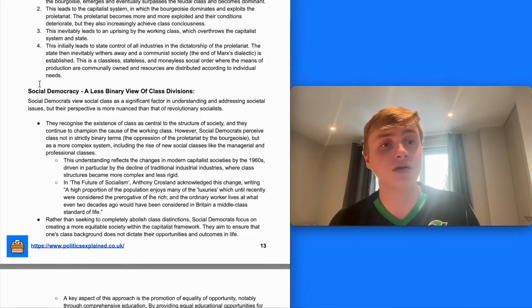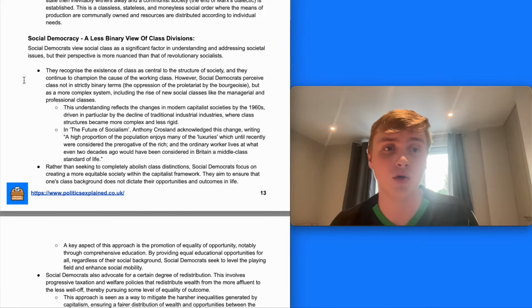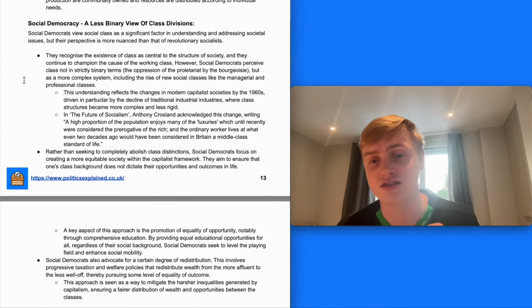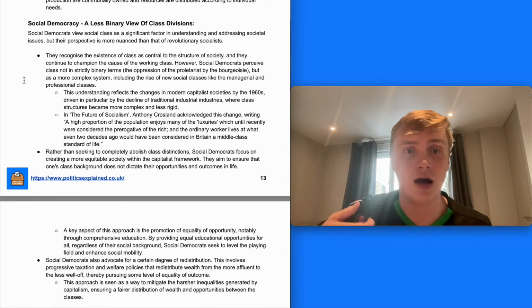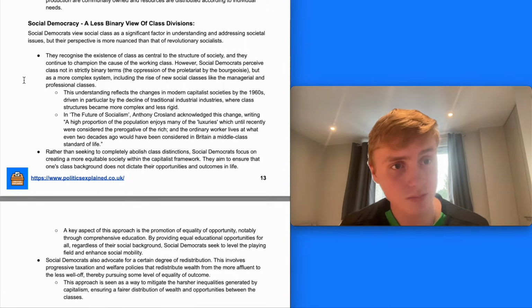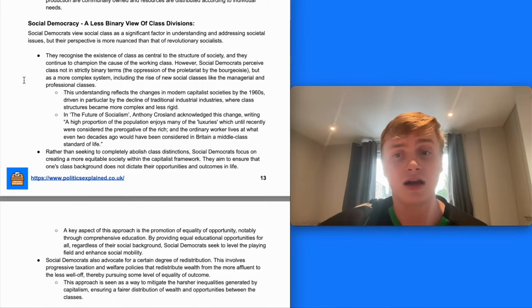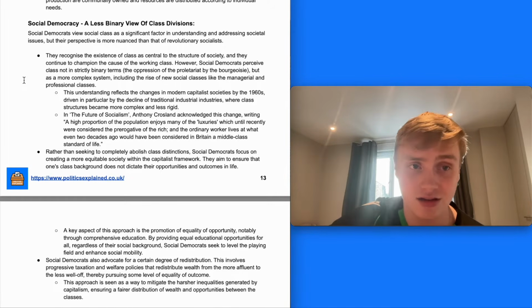So, going on now to the social democratic view of class, ultimately they have a less binary view of class division. So, unlike revolutionary socialists, they don't see societies defined in binary terms, with the proletariat being oppressed completely by the bourgeoisie. Instead, they see it, especially in the period when they're writing in the mid-20th century, as a more complex system, including the rise of new social classes like the managerial and professional classes.